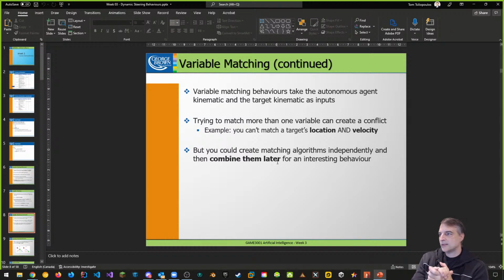There are certain things that can conflict with variable matching. One of them is if I want to try and match both my location and my velocity. That's very difficult to do. One thing that we're going to be doing is using variable matching combined with different kinds of behaviors, and we're going to combine them together in order to create new, interesting behaviors.